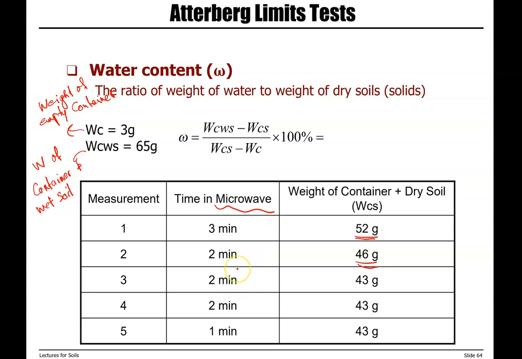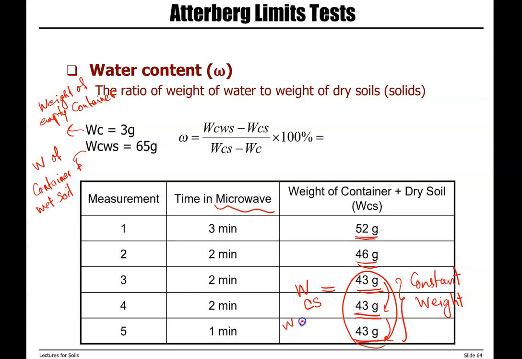We do another cycle of drying, another 2 minutes, and remeasure weight of sample, continue with another 2-minute drying, and we see that now weight is constant. So we do another cycle and we see that weight is still constant. When we have a constant weight, it means that all the moisture is removed. So now we can use this number as weight of container and dry soil.